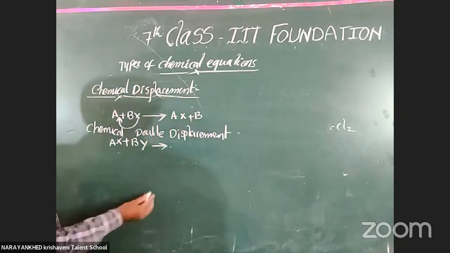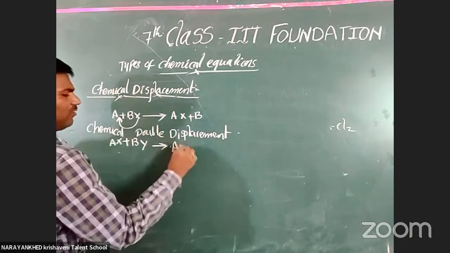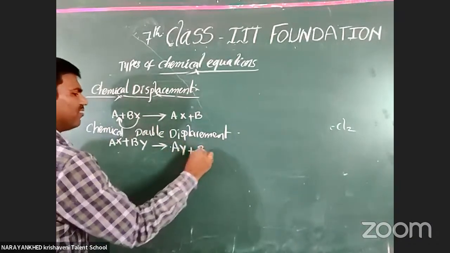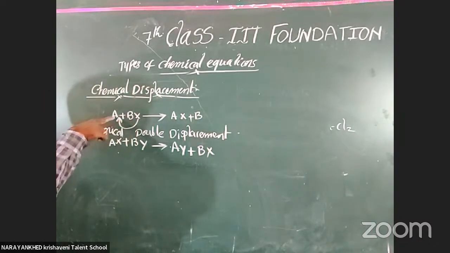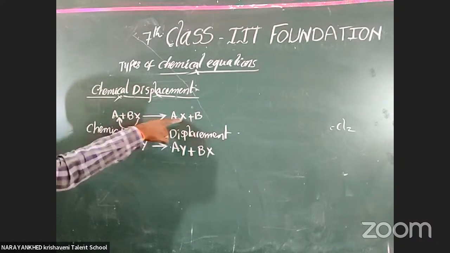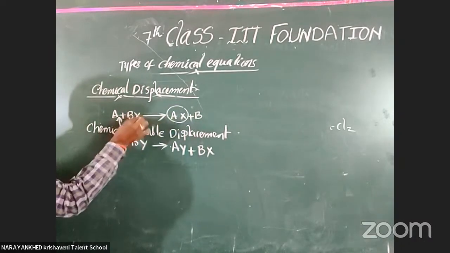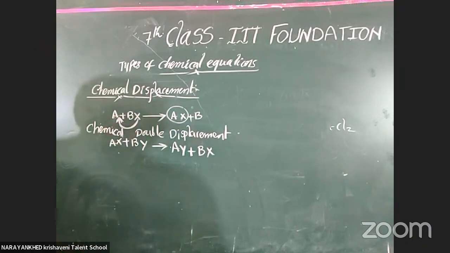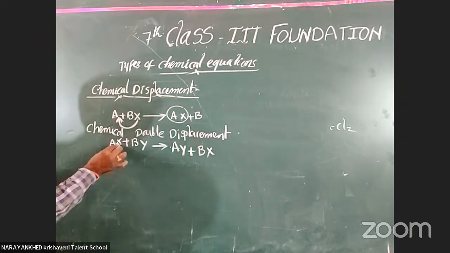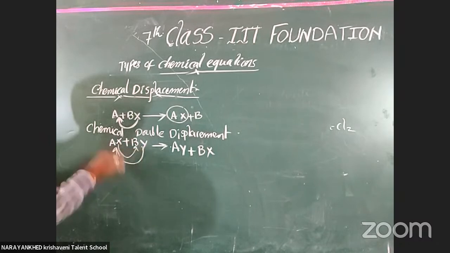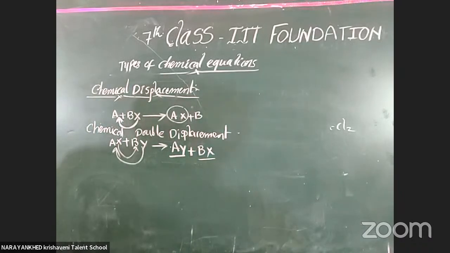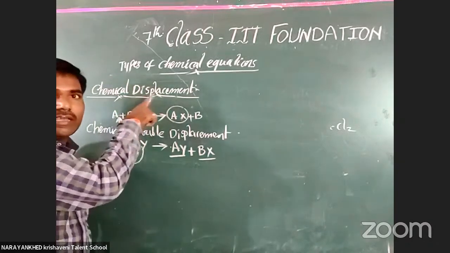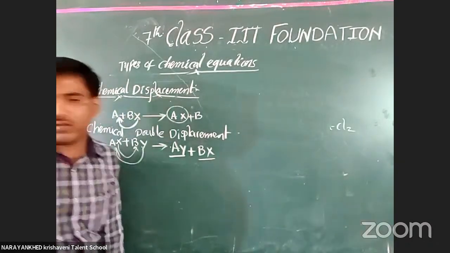What happened in this reaction? Yes, you know very well. It becomes AY plus BX. Clear or not? In the single displacement, only a single element is displaced. But here, this goes to here and this goes to here. That is AY and BX. That is called double displacement. Got it or not? The earlier one is called chemical displacement. Understood, all the students?